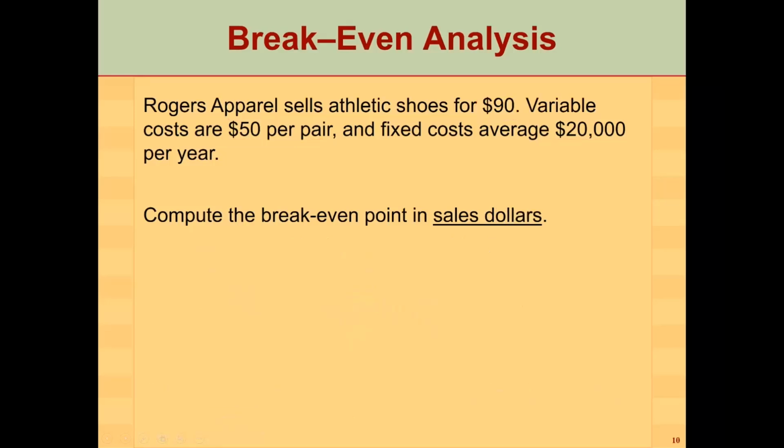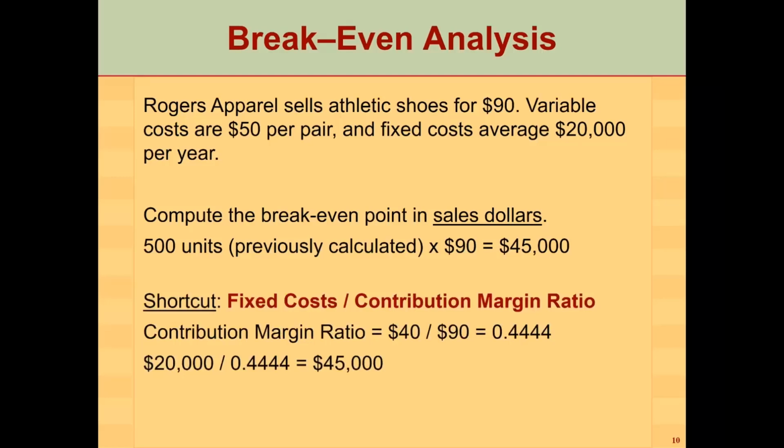I could also use this in order to solve for the amount of dollars that I need in order to break even. If I wanted to, I could solve for my units first and then multiply by the sales price of 90. But there's also a shortcut going back to the contribution margin ratio that we talked about before. I was making 44.44 cents on the dollar of contribution margin for every sales dollar. I could take my fixed cost, divide by that contribution margin ratio, and I have that same $45,000 for my break-even sales. So the contribution margin ratio is going to come in when I'm solving for dollars. The contribution margin per unit would be used if I was solving for break-even units.